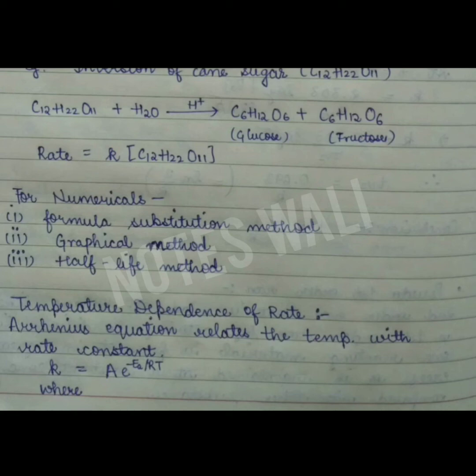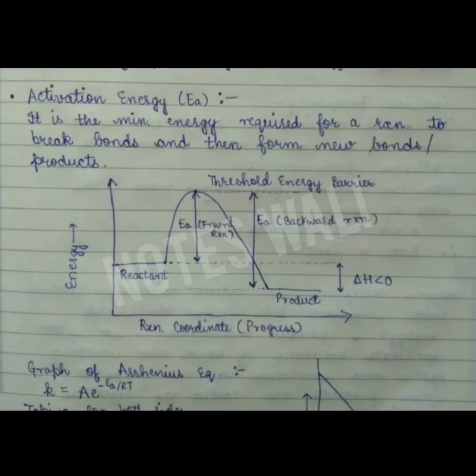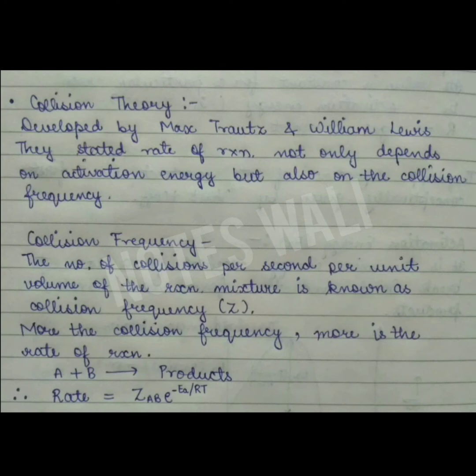After that we look at the temperature dependence of rate constant, which is given by the Arrhenius equation. Arrhenius equation introduced the concept of activation energy, which is the minimum amount of energy required to break the older bonds and form new bonds in order to gain new products which have lower energy than the reactants. Then two scientists developed the theory of collision, which stated that the rate of reaction not only depends on the activation energy but also on the collision frequency.